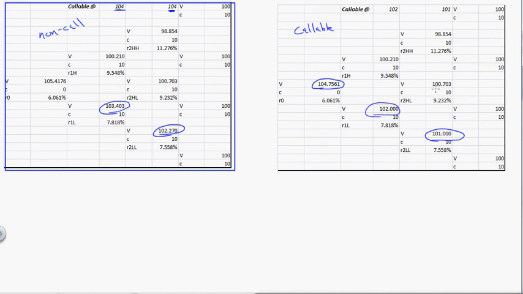Look at these others. This is below 101, it wouldn't be called there. Below 101 would not be called. Below 102 would not be called. So now we can look at the price differences: 105.4176 minus 104.7561. This is the price of the embedded call option. So that's basically everything that you have to do for the embedded calls.